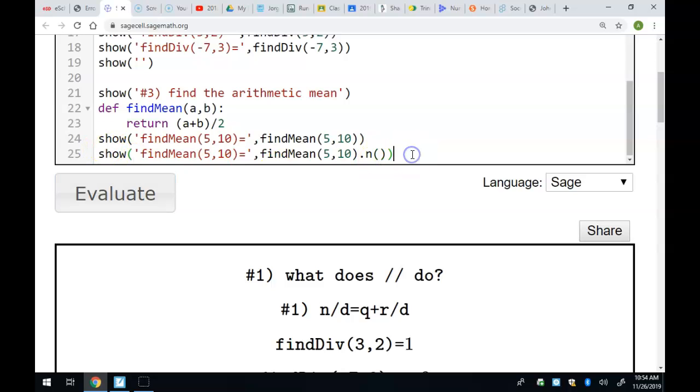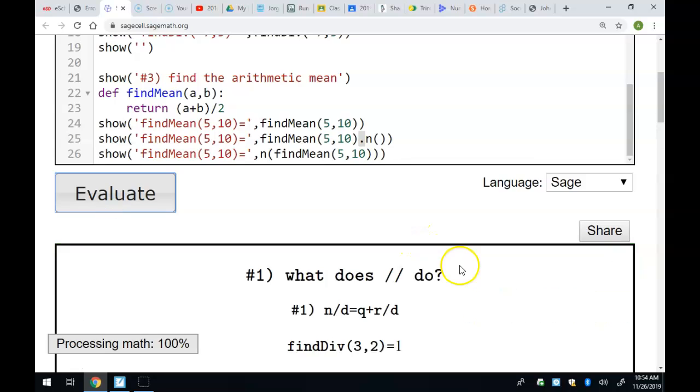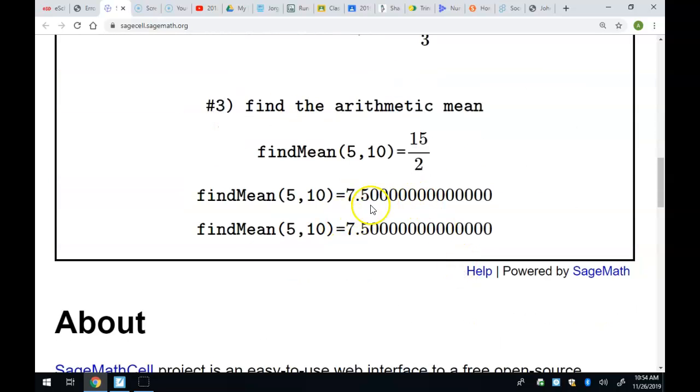You could do this instead. Just put what you're calculating in an n function. This does the same thing. So use the operator associated with this thing or that. You should get the same thing, either way. So if you want a decimal, do one or the other. If you don't care about decimals, leave it. That's fine. All right, that was number 3.